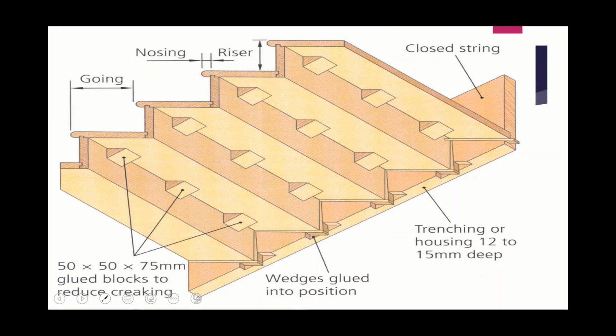This is a view from underneath the steps. All right, what we have here, here, and here on each step are your glue blocks. They're essentially triangular blocks that are just fixed and glued underneath the step to add stability to the step, to stop it from creaking or moving in any way. You can see also these are the wedges which have been hammered into place to give it, once again, stability.